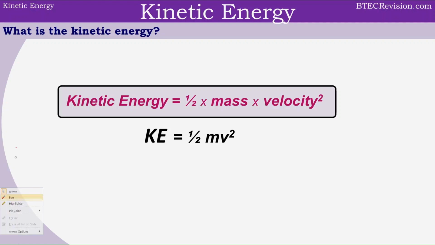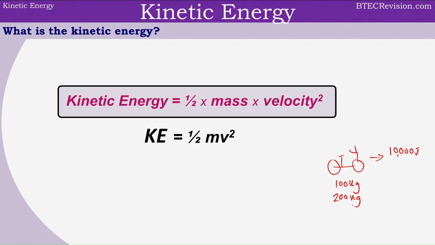So let's say we have a cyclist, and this cyclist has a mass of 100 kilograms. So let's say his kinetic energy is 10,000 joules. And if, let's say, he's holding some object to increase his mass up to 200 kilograms, then his kinetic energy is going to double to 20,000.